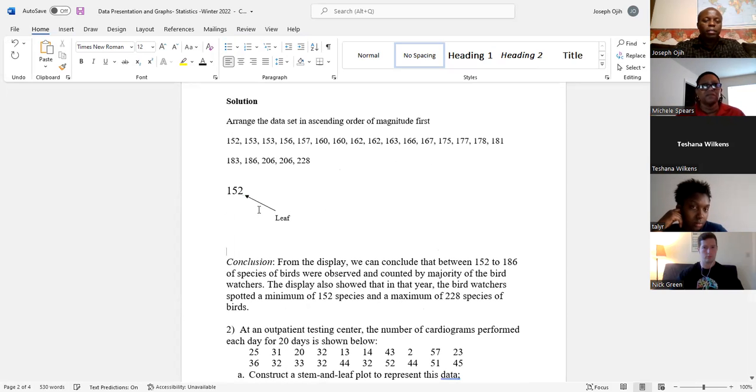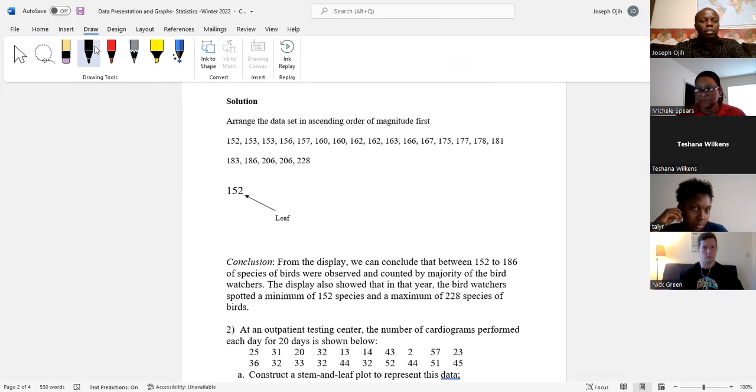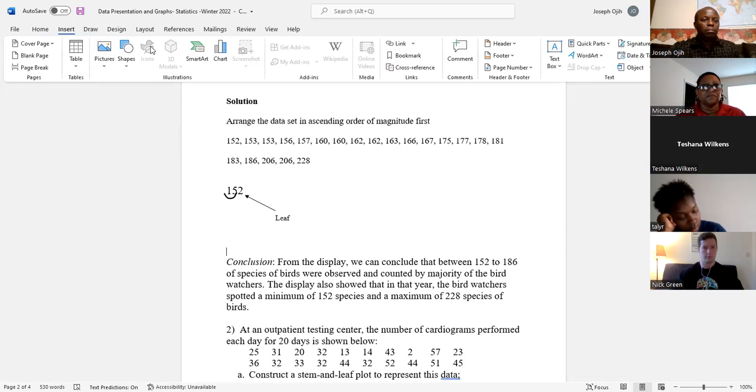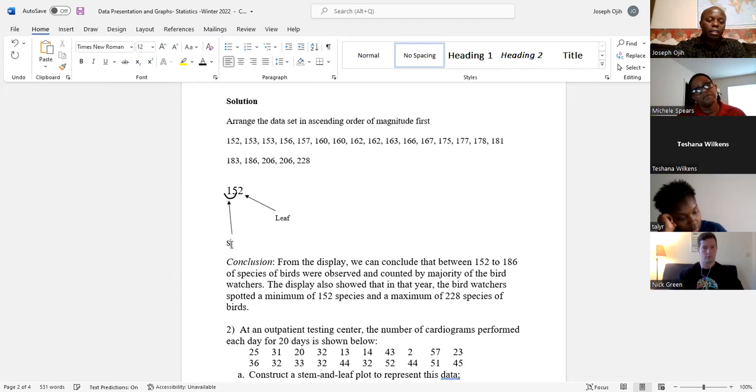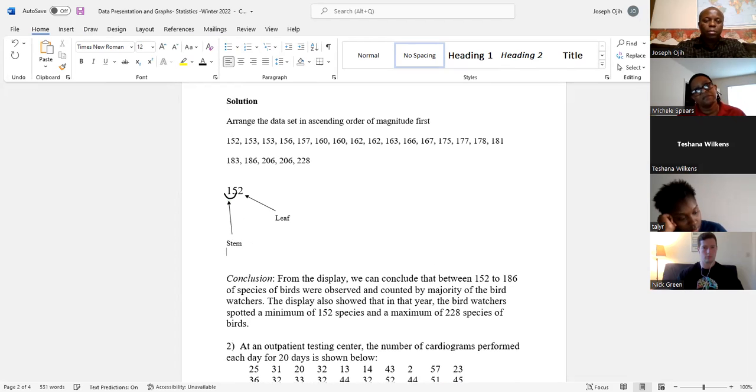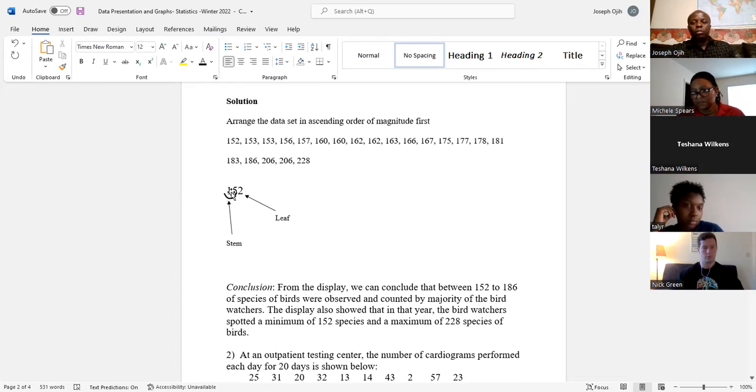Now, the other number, 15, is the stem. So this one here is the stem. This will become your stem right there. So the last digit is the leaf. The first digits, it can be 1 digit or 2 digits or 3 digits, become your stem. But always remember that the last digit is your leaf.